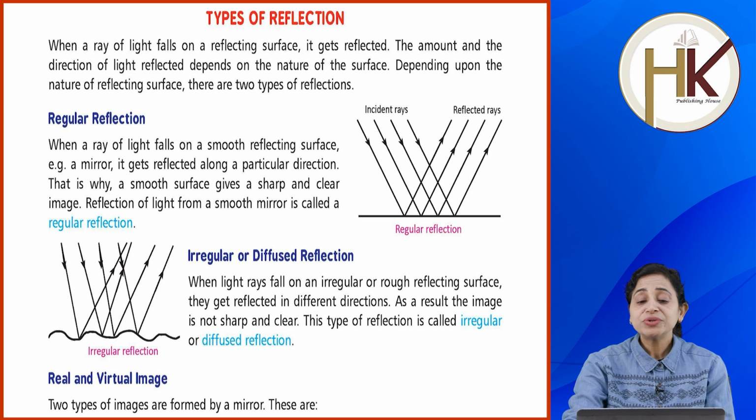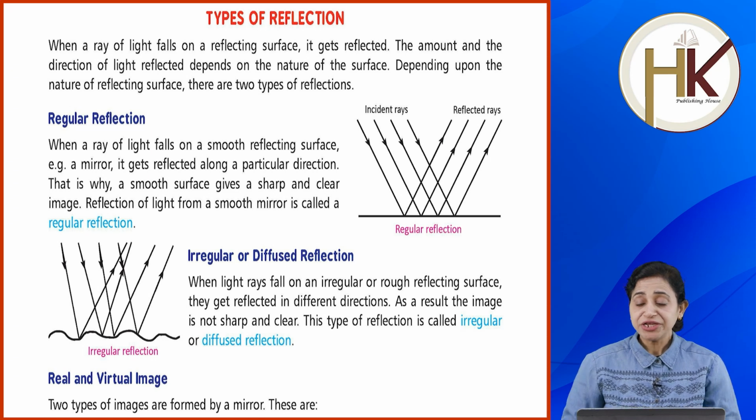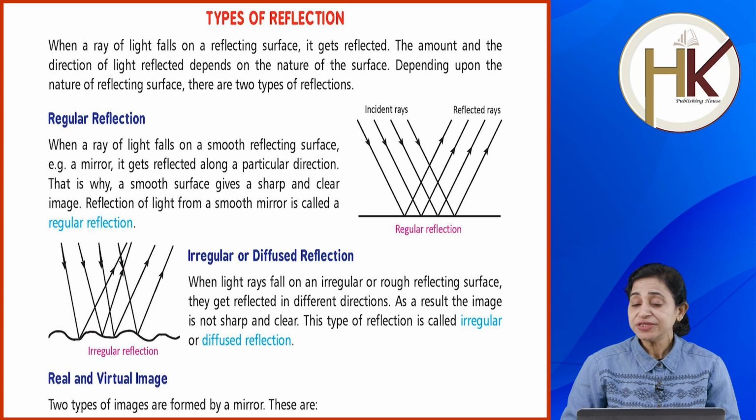When a ray of light falls on a smooth reflecting surface, for example a mirror, it gets reflected along a particular direction. That is why a smooth surface gives a sharp and clear image. Reflection of light from a smooth mirror is called a regular reflection. Irregular or diffuse reflection. When light rays fall on an irregular or rough reflecting surface, they get reflected in different directions. As a result, the image is not sharp and clear. This type of reflection is called irregular or diffused reflection.